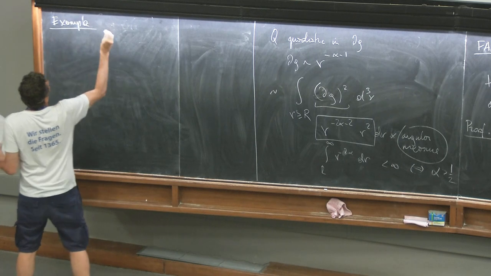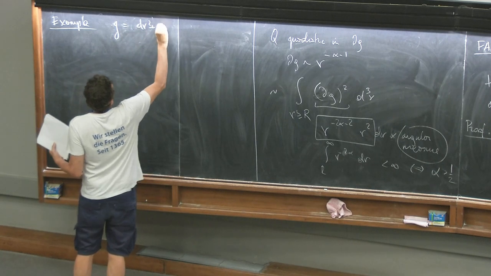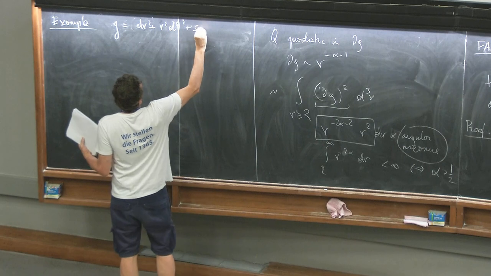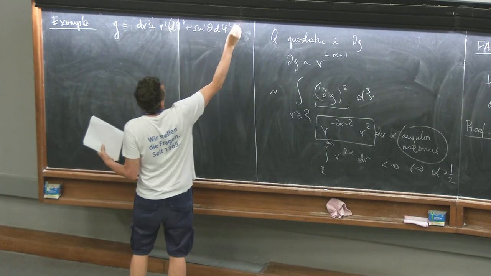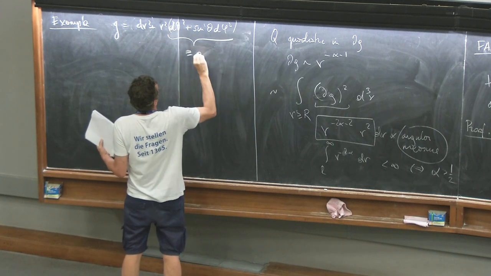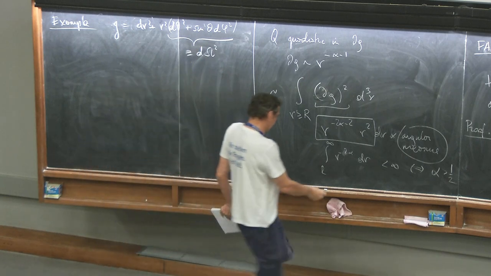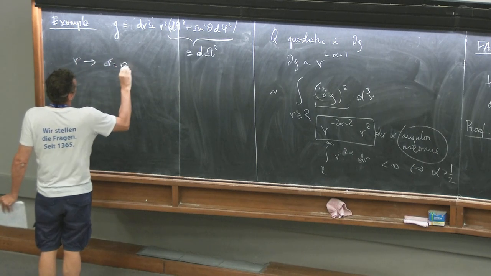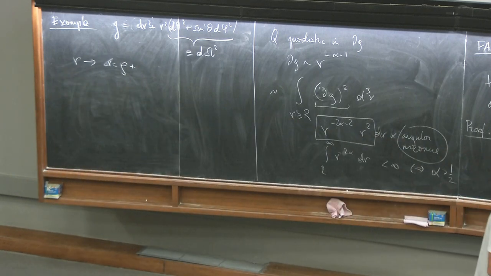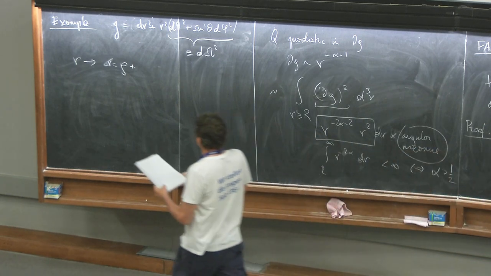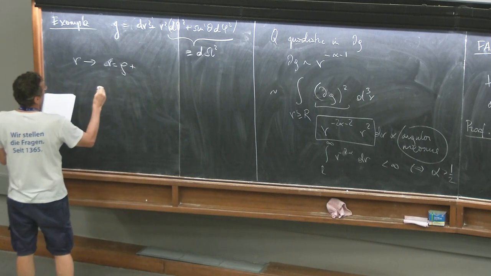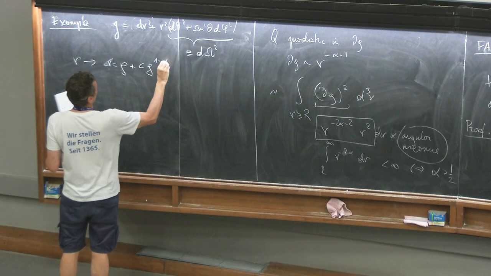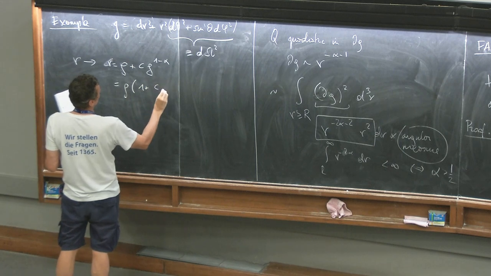You take a flat space. You take g is dr square plus r square d theta square plus sine square theta d phi square. If I ever have to write something like that, this thing I call d omega square. So if you ever see d omega square again, this is this thing. And you introduce a new coordinate: you replace r by rho plus c times rho to 1 minus alpha. In other words, if you factor out rho, it's rho times 1 plus c rho to the minus alpha.